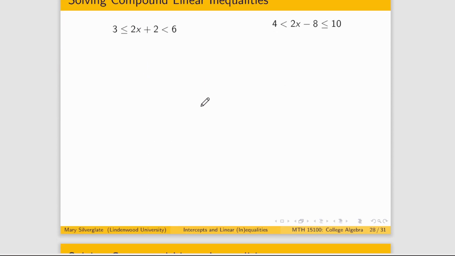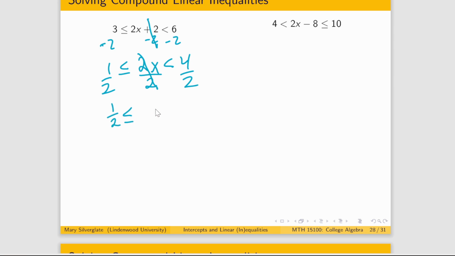Here, if this is an and statement, if it's given to you in this format, you want to just solve on all three sides of the inequality. First things first, in order to get this x by itself here in the middle, I want to undo addition and subtraction by subtracting 2 from all three sides in order to keep it balanced. 2 minus 2 makes 0, 3 minus 2 makes 1, is less than or equal to 2x, which is less than 6 minus 2, which is 4. Last step, I want to undo multiplying by a positive 2 this time, so I'm going to divide by positive 2. 2 divided by 2 makes 1, so I have 1/2 is less than or equal to x, which is less than 2.